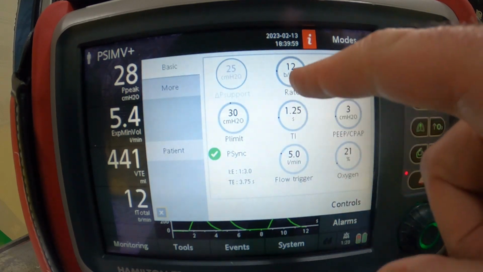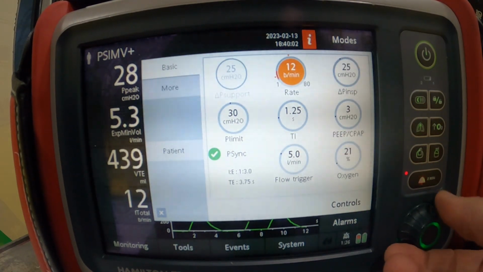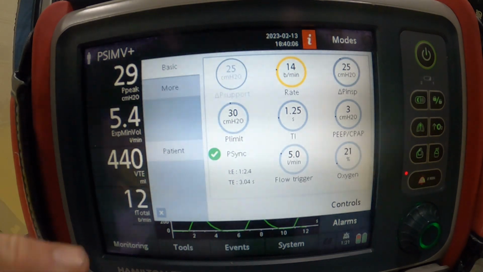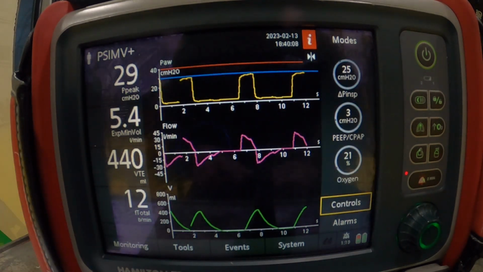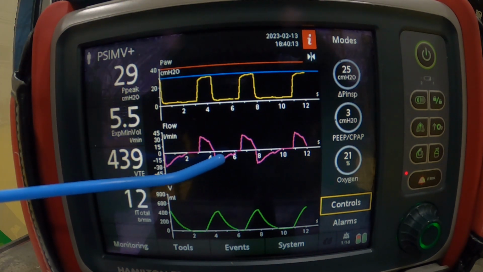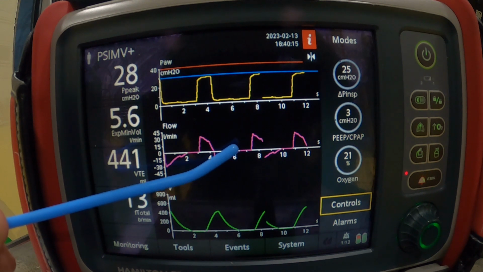So let's go and let's increase this rate to 14. Once we increase this rate to 14, we'll go back and we're going to look. And we should see these on this flow waveform slightly closer together. And we just want to make sure that we're not going too fast and trapping any air.